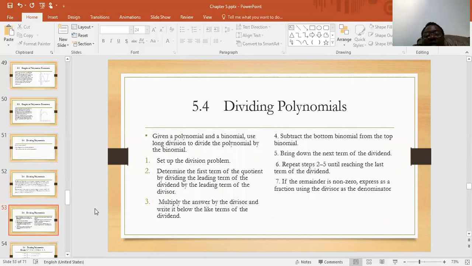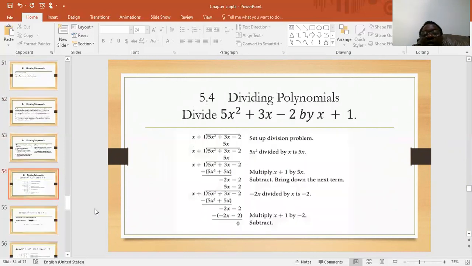So, given a polynomial, the long division method consists of setting up the division problem, and determining the first term of the quotient by dividing the leading term of the dividend by the leading term of the divisor. So following this step, we are going to look at an example practically. We want to divide 5x squared plus 3x minus 2 by x plus 1.